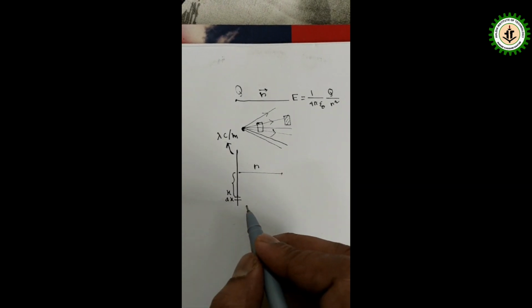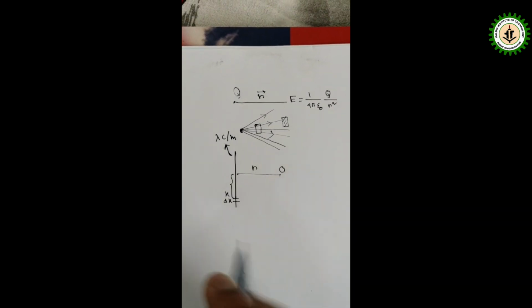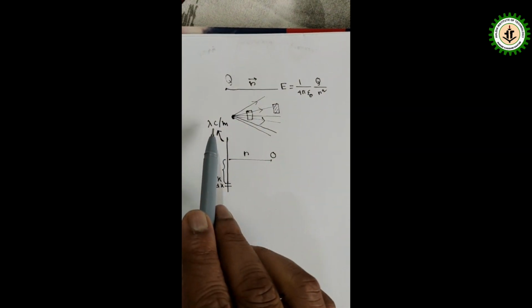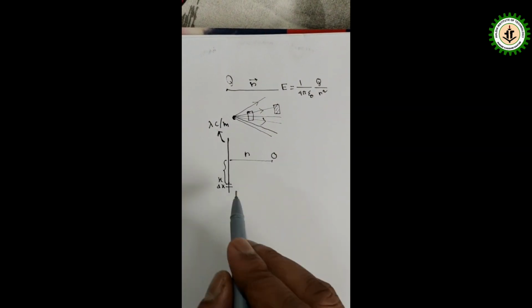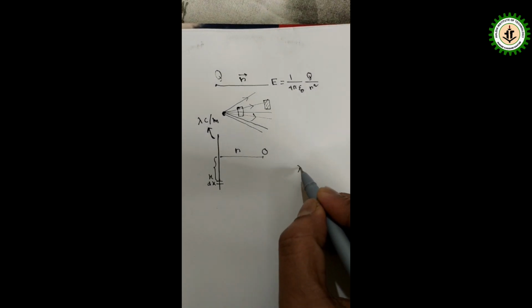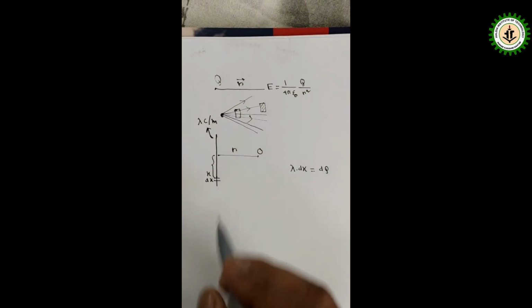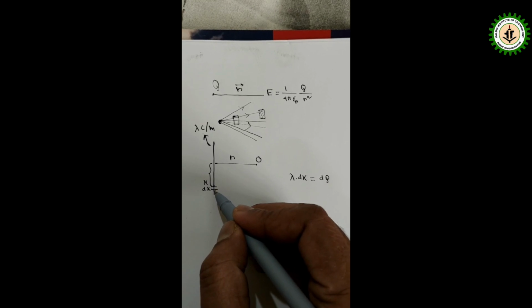So if I consider from the center to a distance x a small elementary part, that is dx, then let me calculate the electric field at point O due to the small elementary length dx. I know lambda coulomb charge per meter, so within the length dx, the charge will be lambda into dx, and I can call this charge dq. And due to this charge dq, what is the electric field at that point O?